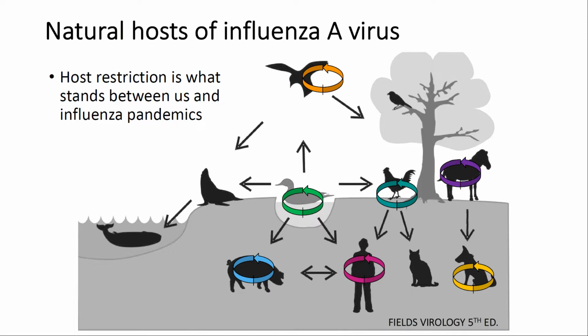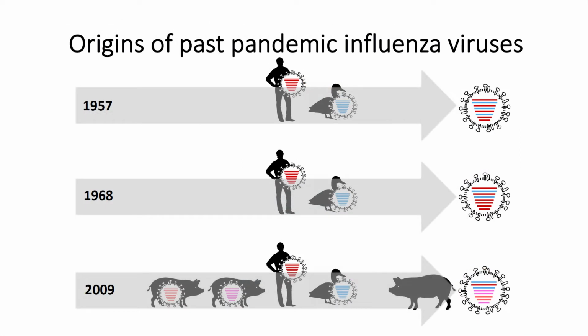And in that process, the virus will adapt to a given host species, such that there are host restrictions that limit interspecies transmission events. These host restrictions are really important because they are what stands between us and influenza pandemics. Unfortunately, these barriers can be overcome. We do have interspecies transmission events occasionally, and a subset of those can establish new lineages, and when that happens in humans, it is an influenza pandemic.